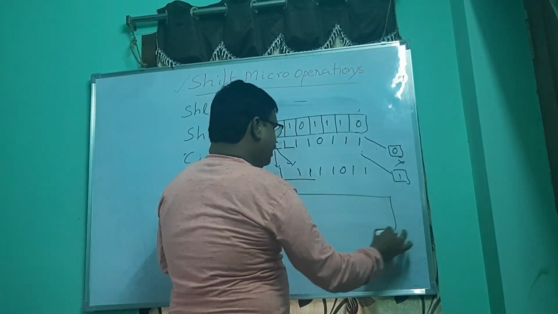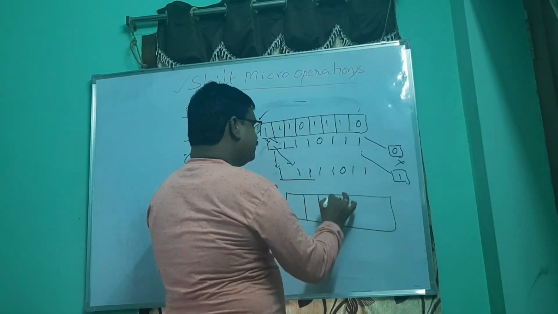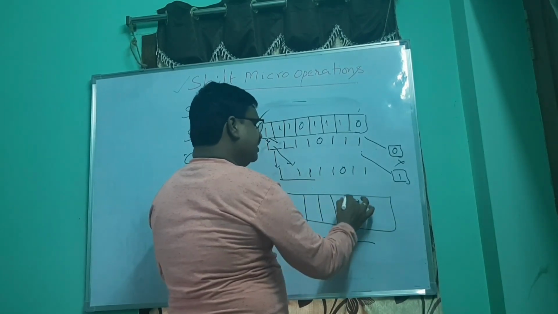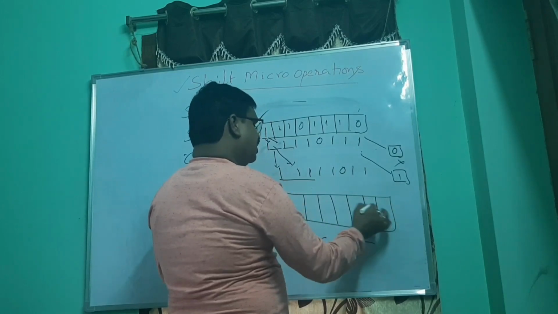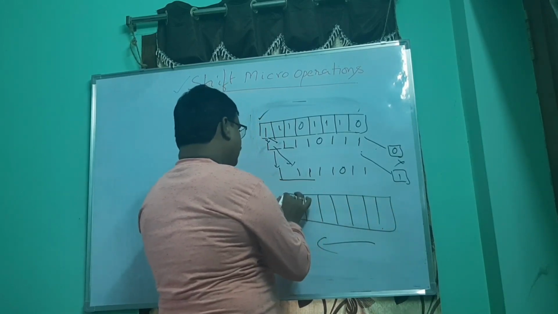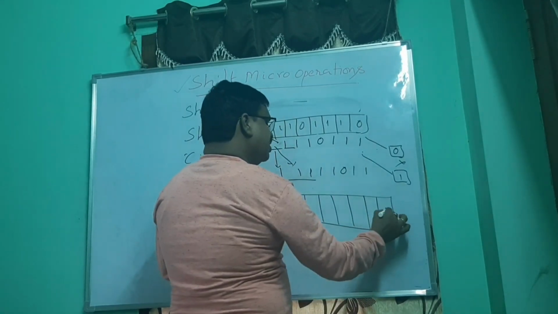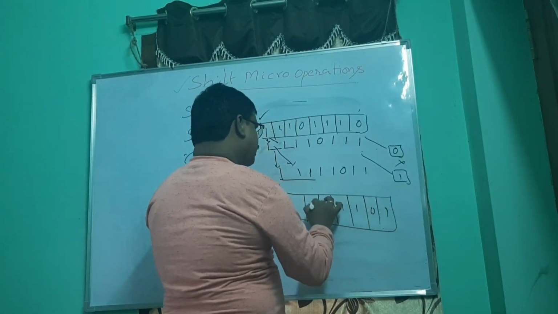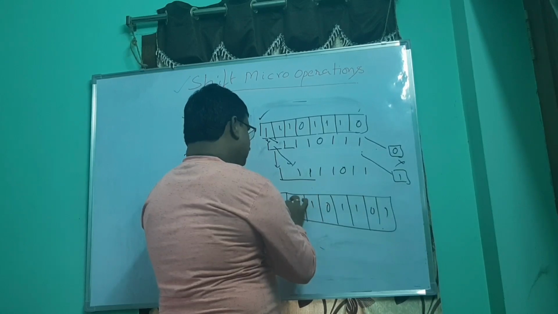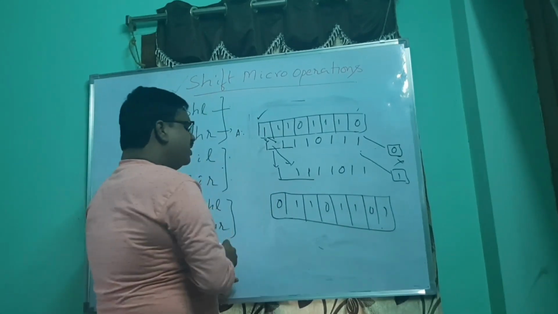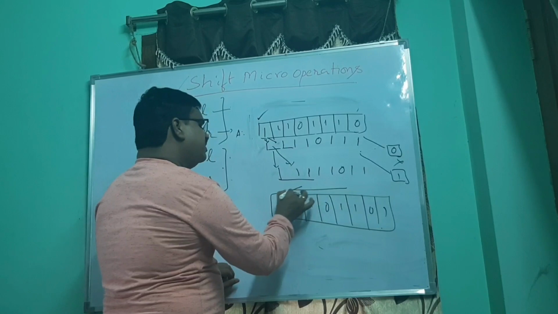In the reverse order, if you are shifting from this direction, then how is it going to go? 1, 2, 3, 4, 5, 6, 7, and 8. So if this is the case, 1, 0, 1, 1, 0, 1, 1, 0. If this is the case, what will happen? And we are going to shift in this direction.